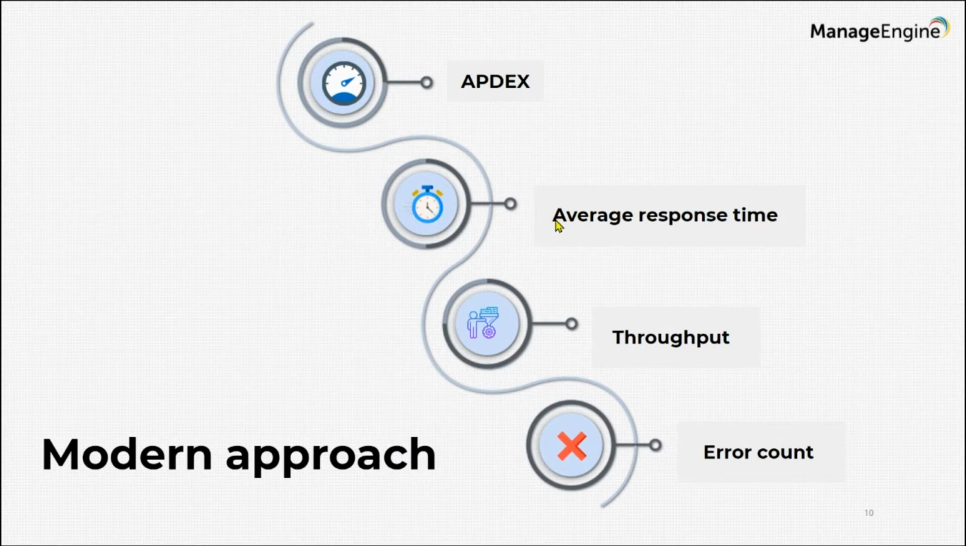So when we talk about the modern approach using the APM Insight, there are four key parameters involved. That is AppDex score, which is application performance index score, average response time of your application, throughput, and errors count. These were the four primary indicators of your application. So let me take you to the product GUI and show you how you can get started with this.